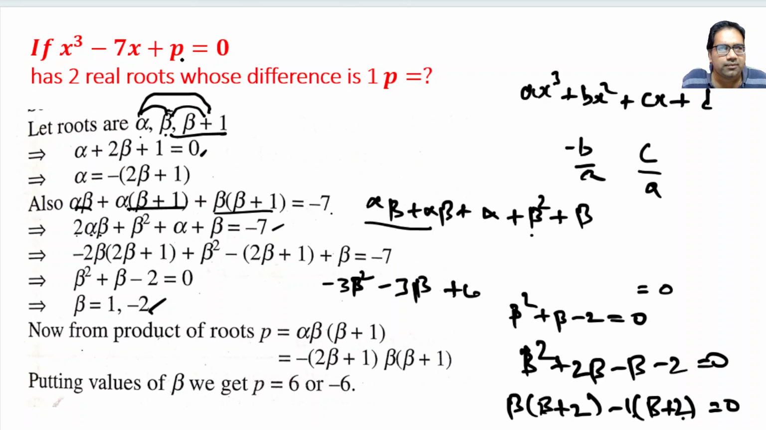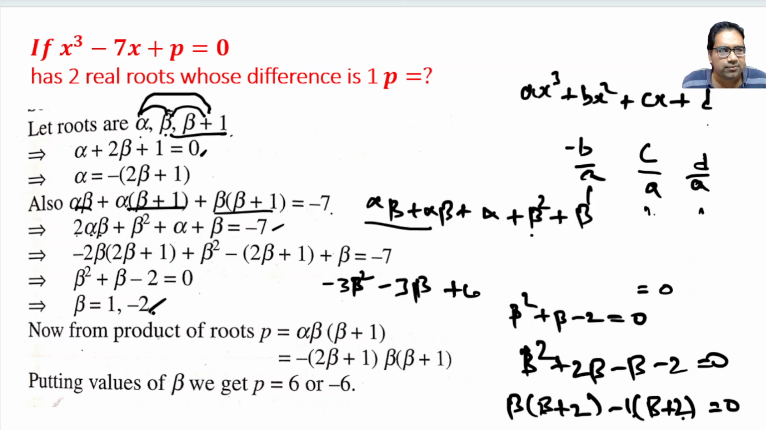Now what is P? P means D by A, the product of all the three roots, right? D by A should be equal to the product of these roots. The first is taken one root at a time, the second is taken 2 at a time, and this is taken 3 at a time. So the product of these roots, alpha, beta, and beta plus 1, is actually P.